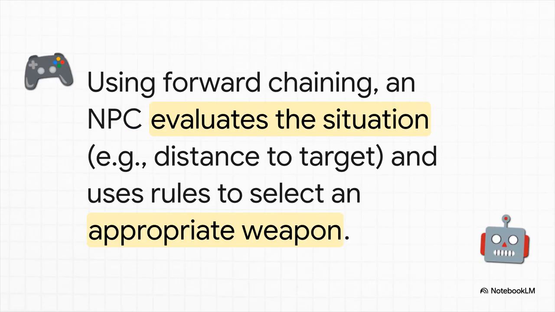And you've almost certainly seen them in action in the video games you play. An expert system, often using forward chaining, helps a non-player character, an NPC, make smart decisions on the fly. It analyzes the data, distance to target, enemy type, and uses its rules to pick the best response, making the game that much more challenging and immersive.